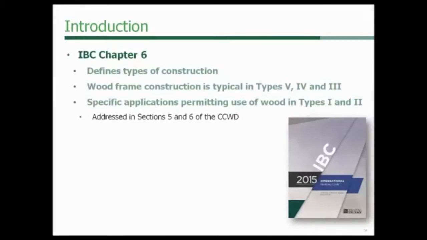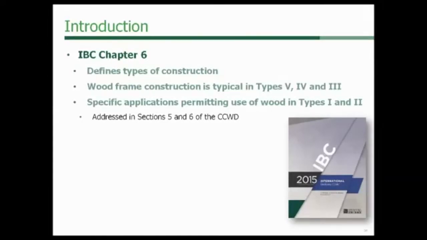Chapter 6, of course, in the International Building Code defines the types of construction that we're dealing with. We're going to talk about the wood frame construction types. Those are 5, 4, and 3. You still retain the Roman numeral designations for those. I wish they'd switch to the other myself, but there they are.